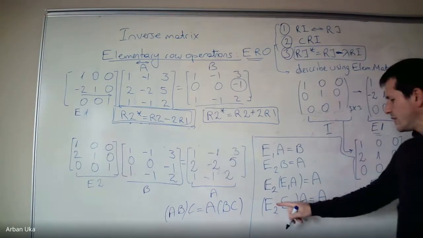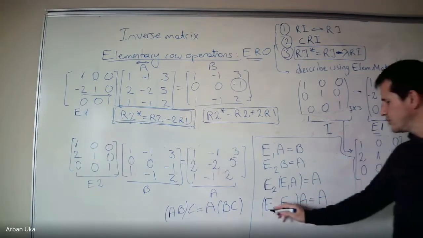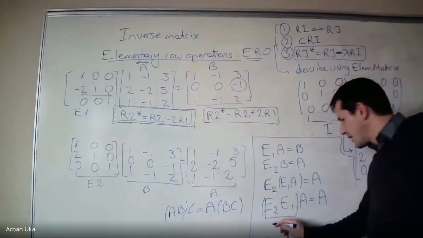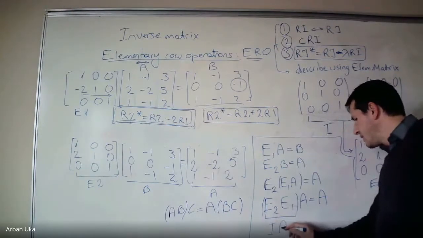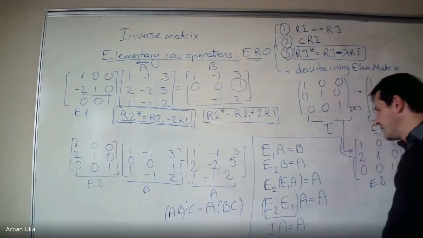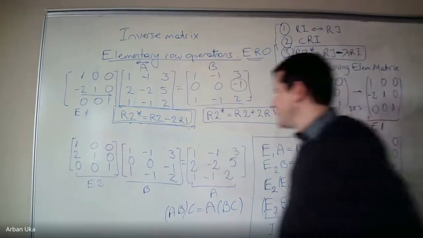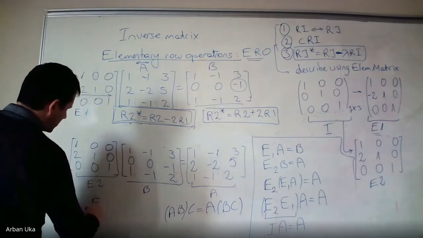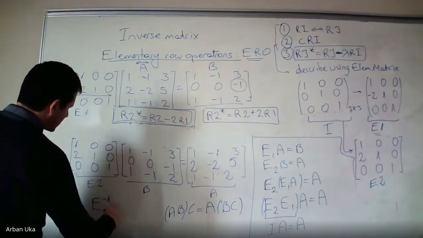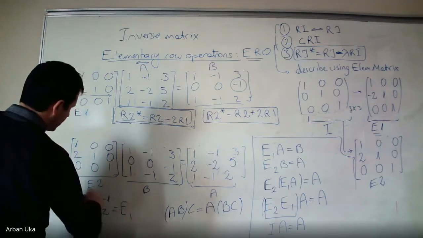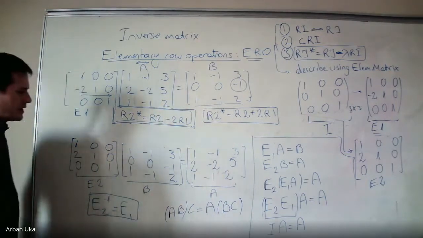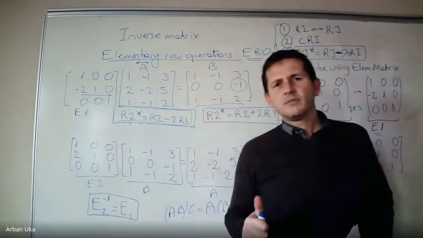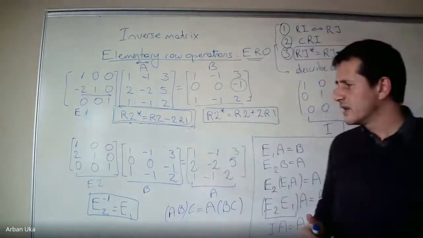If one matrix times A is equal to A, what should this product be? Identity. Thank you. This would be the identity matrix times A, which is equal to A. So it looks like these two elementary matrices are inverses of each other. So we can say E2 inverse is equal to E1. This means that whatever the E1 matrix is doing is being undone by the next matrix. So that's why they are inverses.